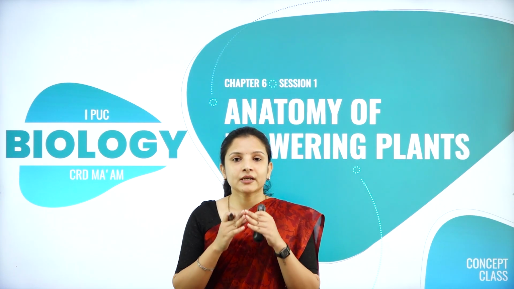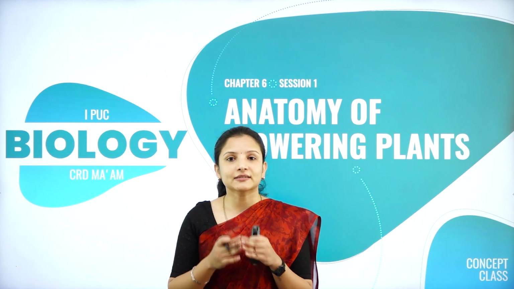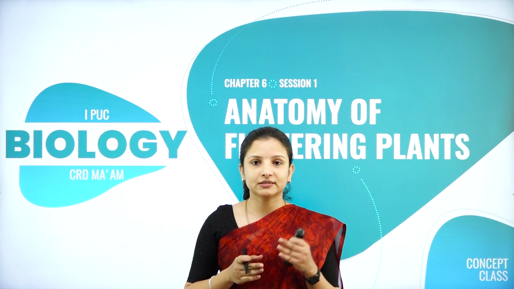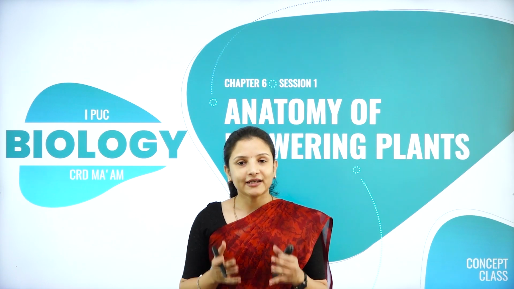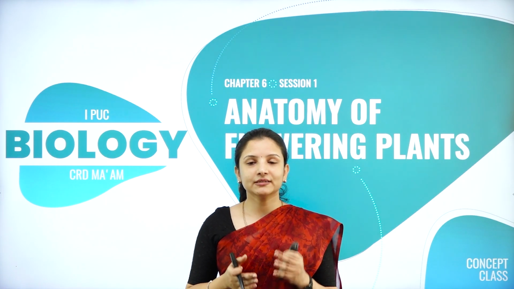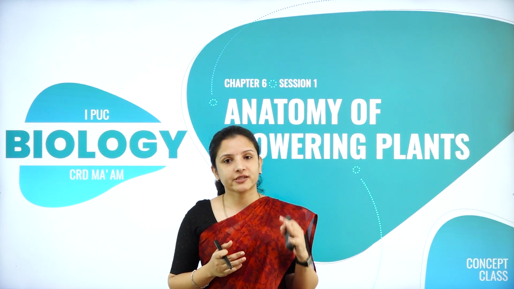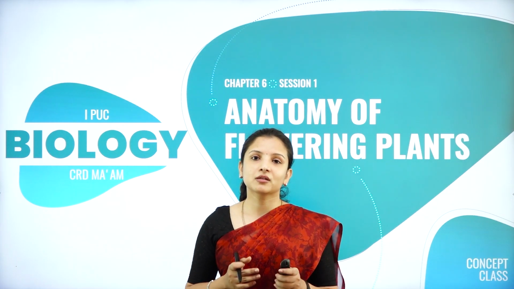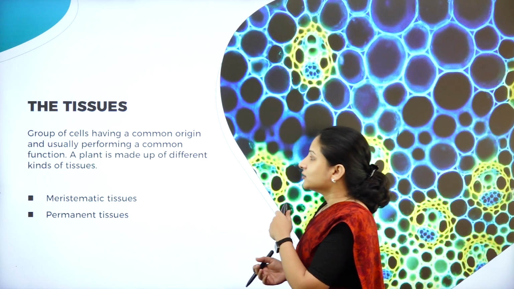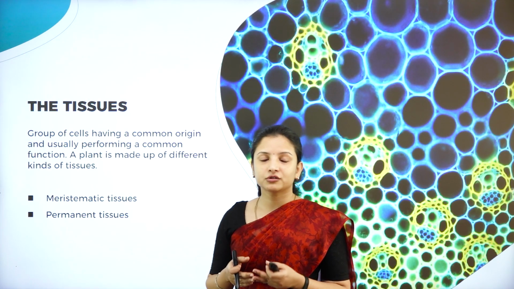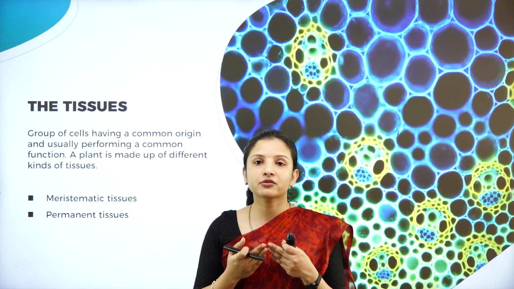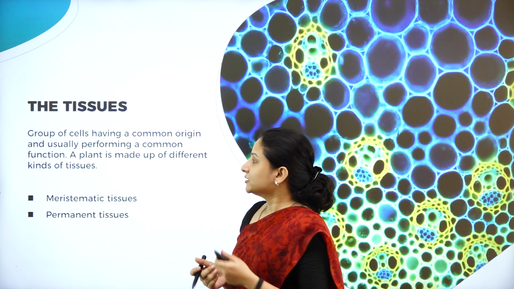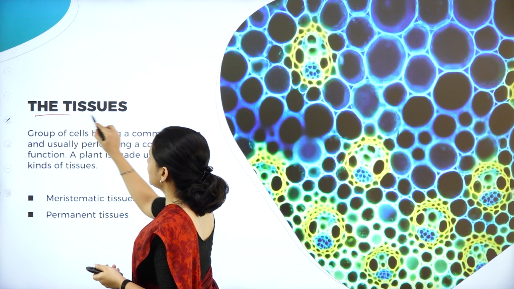So what are the anatomical differences seen in a monocotyledon stem, root and leaf, as well as in a dicotyledon stem, root and leaf? We shall see that in this particular chapter. So we shall start with this session. Before moving on to studying the cells, we need to know what tissues are. So we shall start with the tissues.